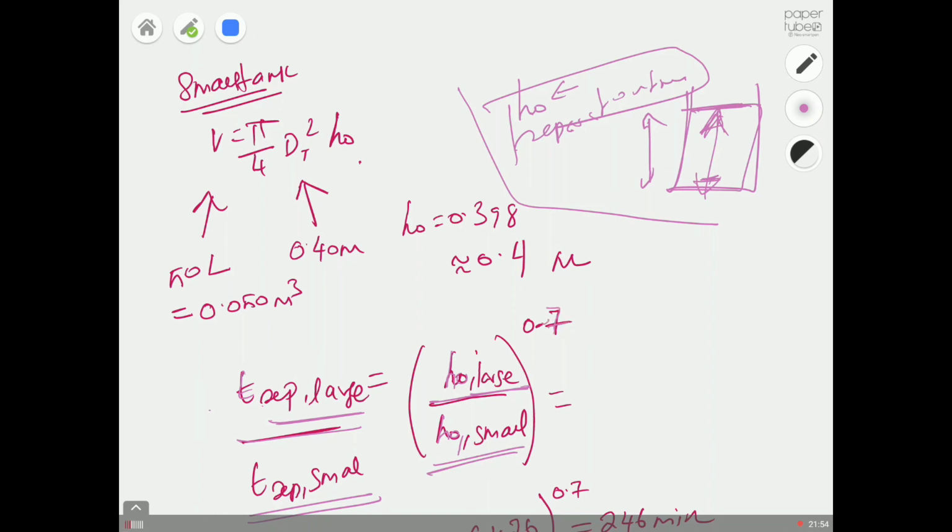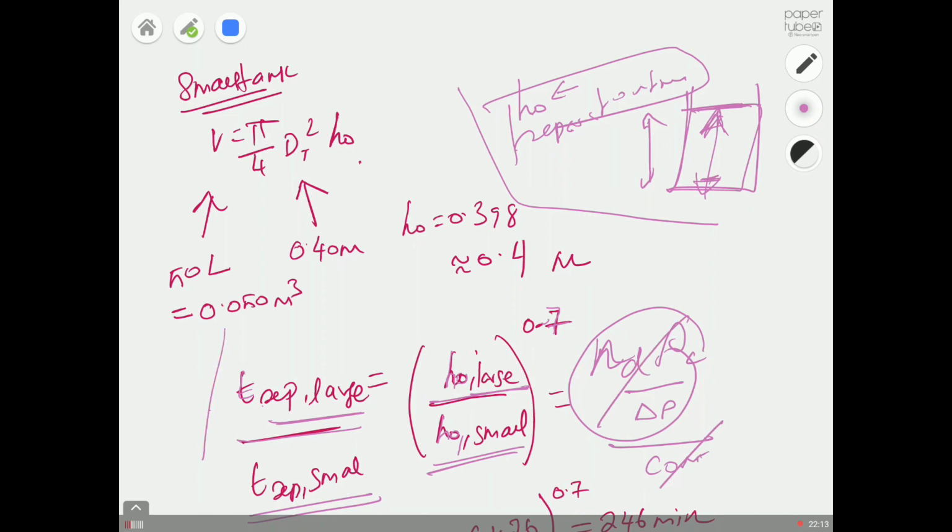And since the remaining all are constants, say like density and viscosity of your dispersed phase, density of your continuous phase, and even their density difference, everything is a constant. So constant divided by constant, both will get cancelled. So now we have a relationship between time of separation in a large scale reactor and in a smaller tank. So we can use this in order to get your final answer.